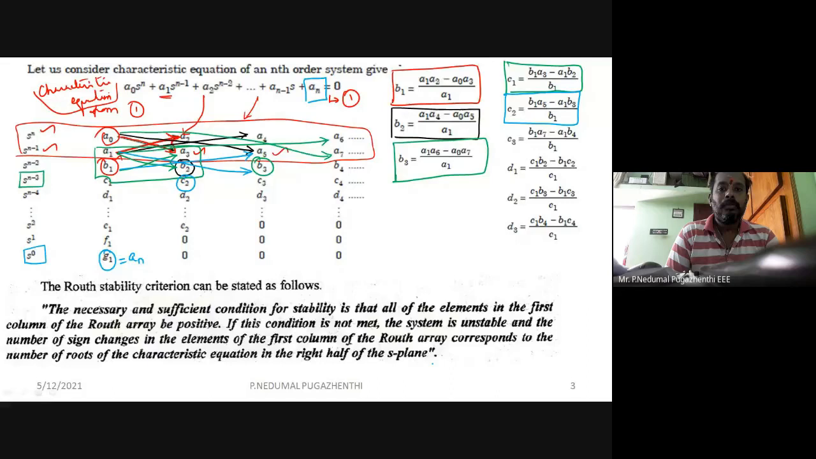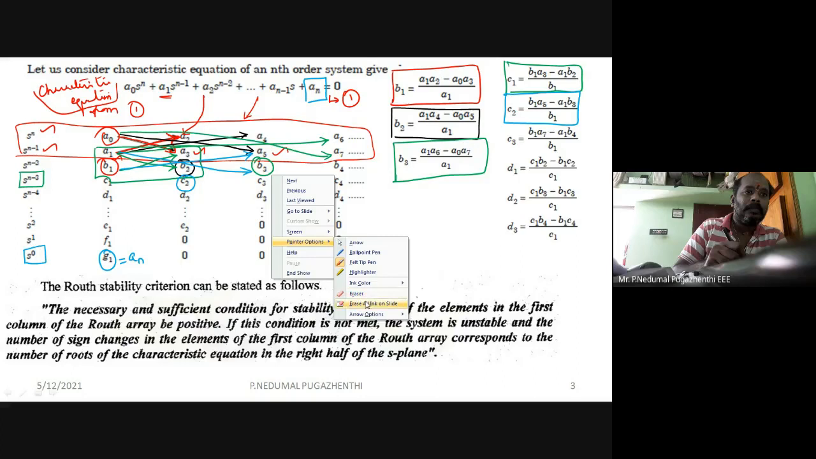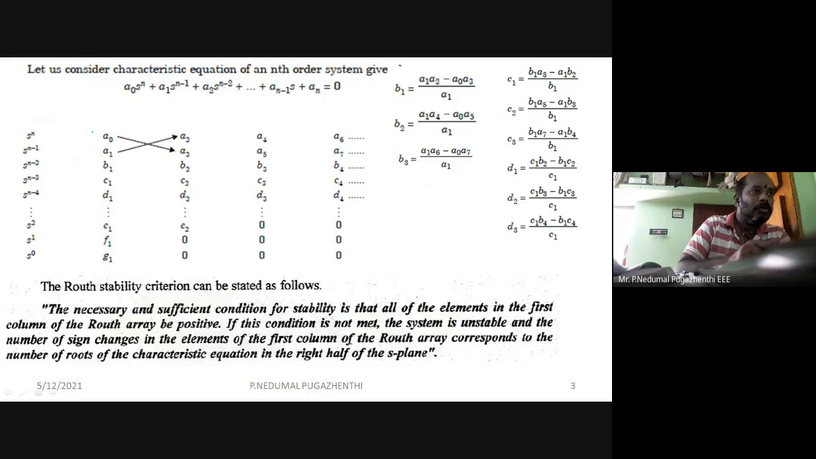Okay, so this is how a Routh array has to be formed. This is your first step of checking your sufficient condition. After you complete this, now you are supposed to check your first column. Let me make it clear. Now I have done it. Now I have to check my first column. Okay, this is your first column, the values of A0 to G1. If all the elements in this first column are positive, the system is stable.